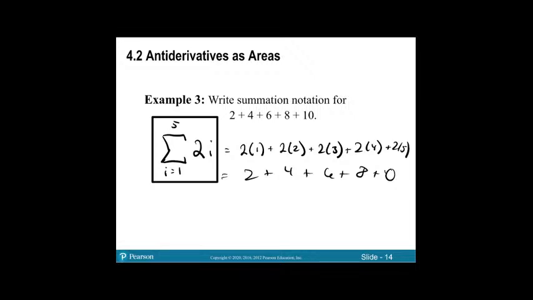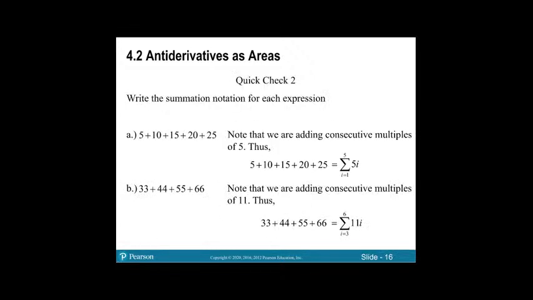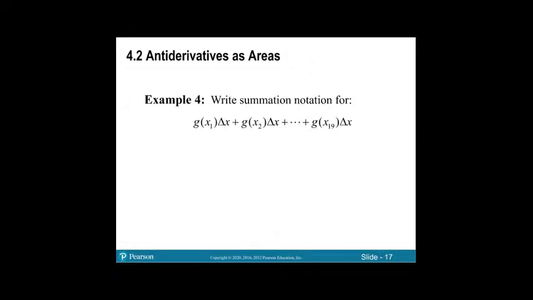All right, I think this is what we got, right? So note that we are adding consecutive values of 2. So as i goes from 1 to 5, the sum as i goes from 1 to 5 of 2i. Okay, let's try another one. I usually leave the quick checks as an exercise, so I'm going to leave those for you. Write the summation notation for this.